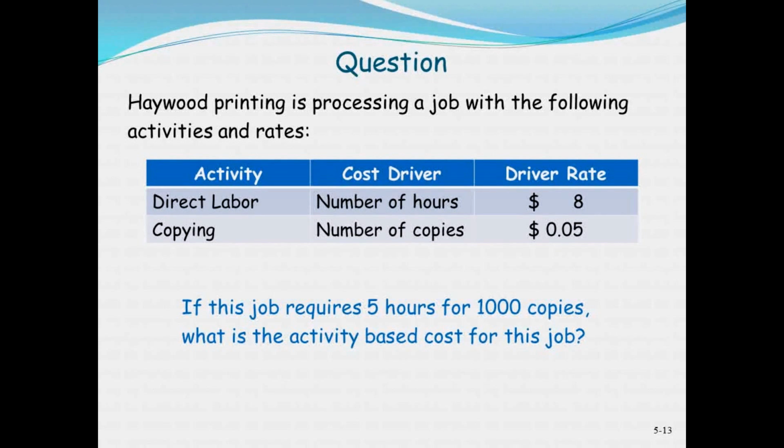There we go. It's 90. No tricks. 5 hours times $8 plus 1,000 times 0.05. So that's 40 plus 50 is 90. So an extraordinarily simplified example of activity-based costing.